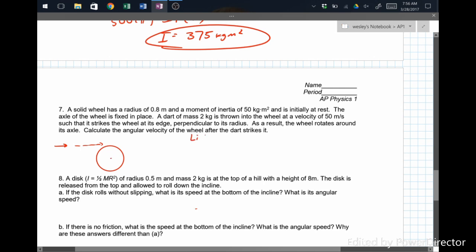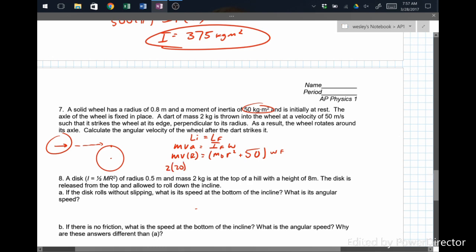We're going to say L initial is equal to L final. Well, initially all we have is the dart moving. So that's going to be mvr. And then afterwards it's the final moment of inertia times the angular speed. So m v times the radius of the wheel equals the final moment of inertia of the dart in the wheel, which is the mass of the dart times the radius of the wheel squared, plus the rotational inertia of the wheel, plus 50, times omega final. So we can plug all those numbers in.